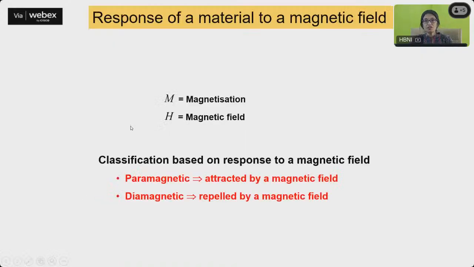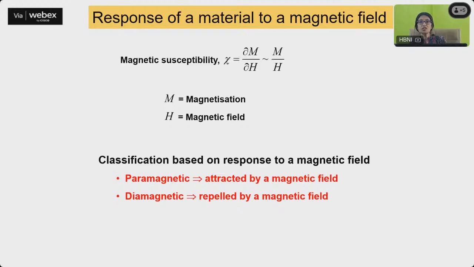So now, what is the response of a material to the magnetic field? This is given as magnetization. M is the magnetization, H is the magnetic field. So magnetic susceptibility is delta M by delta H, and this almost boils down to M by H.